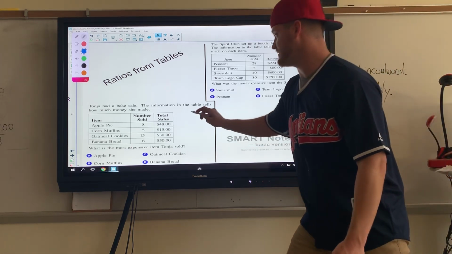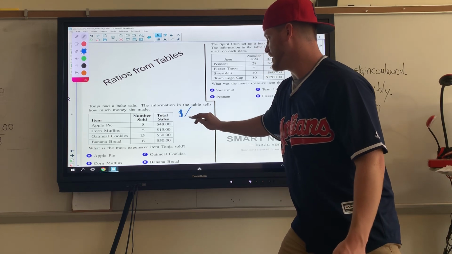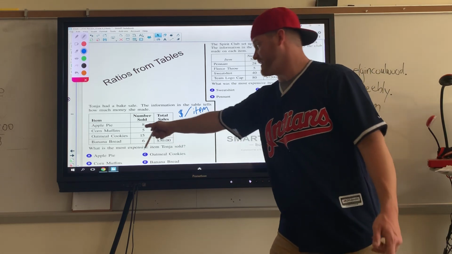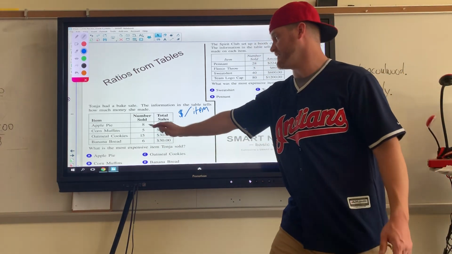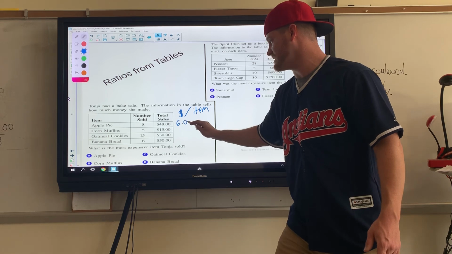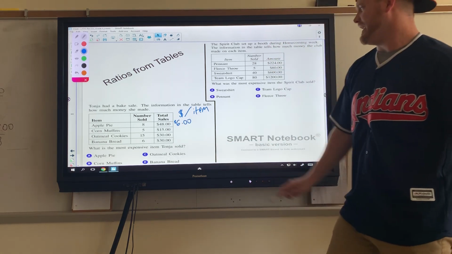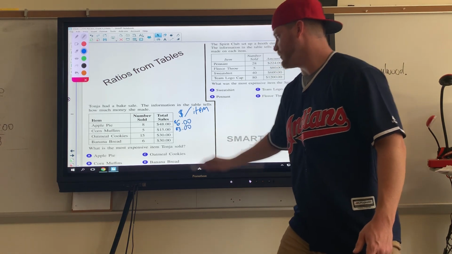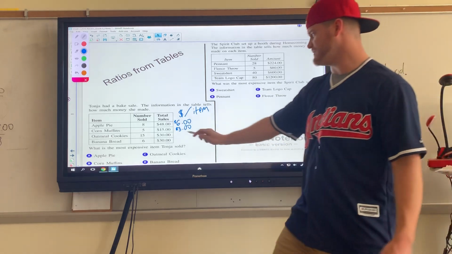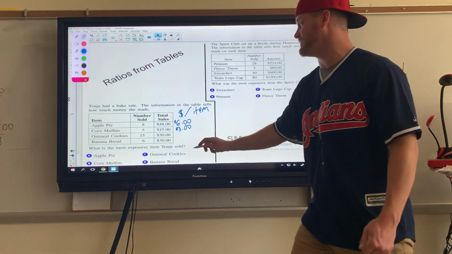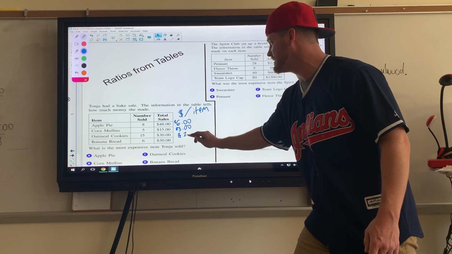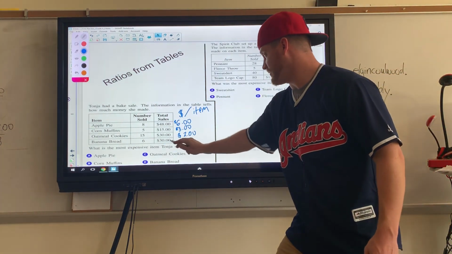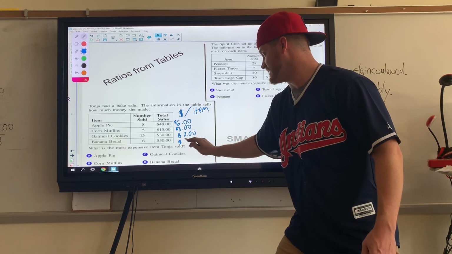Well, we have money over everything, so in this case it's gonna be money per item. So we're just doing the right side, the money divided by the number sold. In this case, it's $48 divided by 8. That means each apple pie was $6 a piece. If you do the next one, it's $15 divided by 5, so that was $3 a piece for the corn muffins. Next one is $30 for 15 oatmeal cookies, so each oatmeal cookie was $2. And the banana bread was $30 for 6, so 30 divided by 6 is 5, so each one of those is $5.